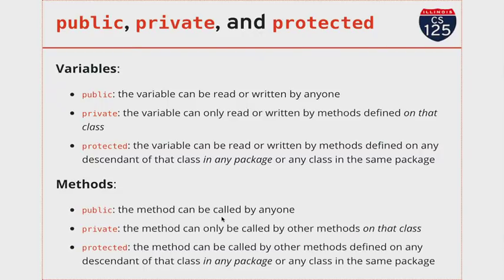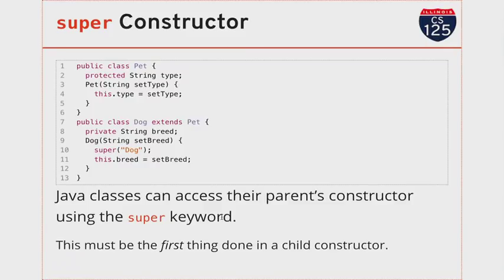Methods, same thing. Public, anybody can call it. Private, only other methods on that same class. The descendants cannot call it. I just want to make sure that's clear, because that's an important thing to realize. Protected, any descendant in any package or any other class in the same package. All right, we are almost done.